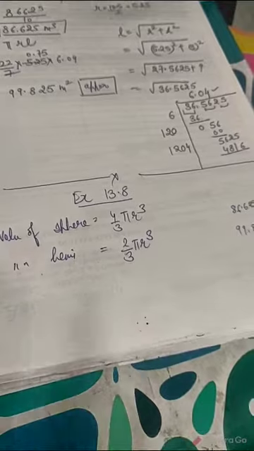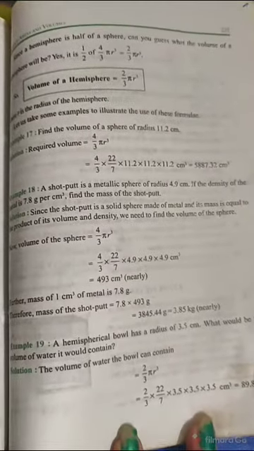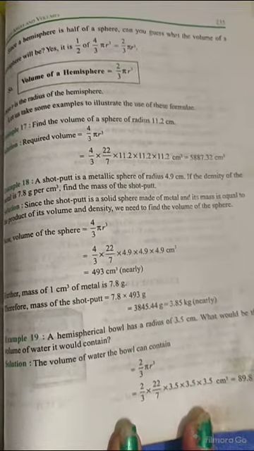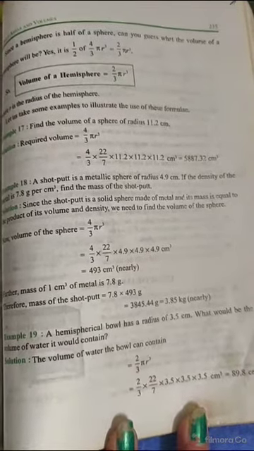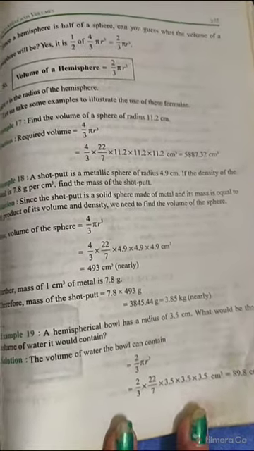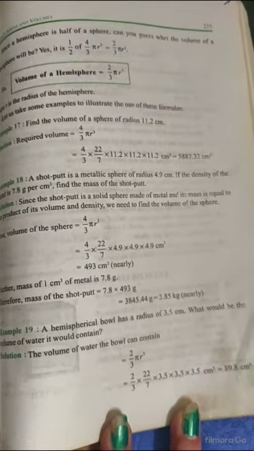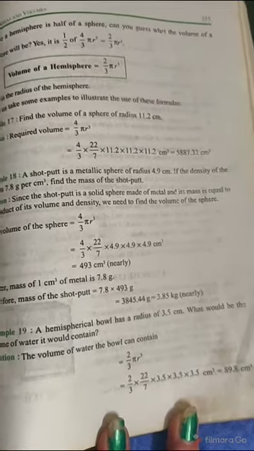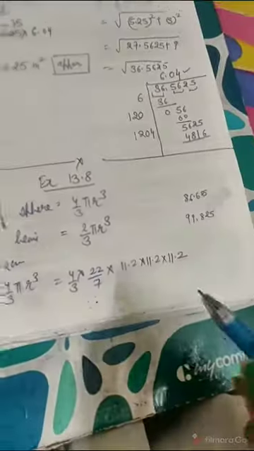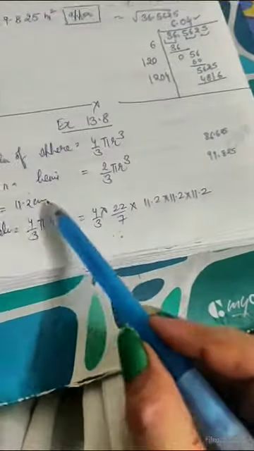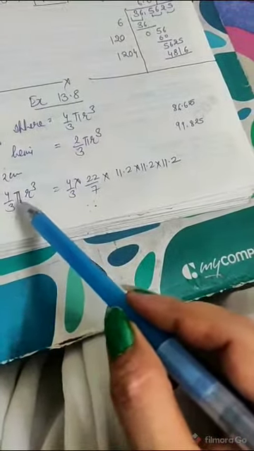Now let's do example number 1. The example number is 17, that is the first example. Find the volume of a sphere of radius 11.2 centimeter. The calculations are really going to be very big. You need to learn the tables again and again. I am telling you, the volume you have to find out, and its radius is given as 11.2. So the radius is 11.2, so volume is equal to 4 by 3 pi r cube.